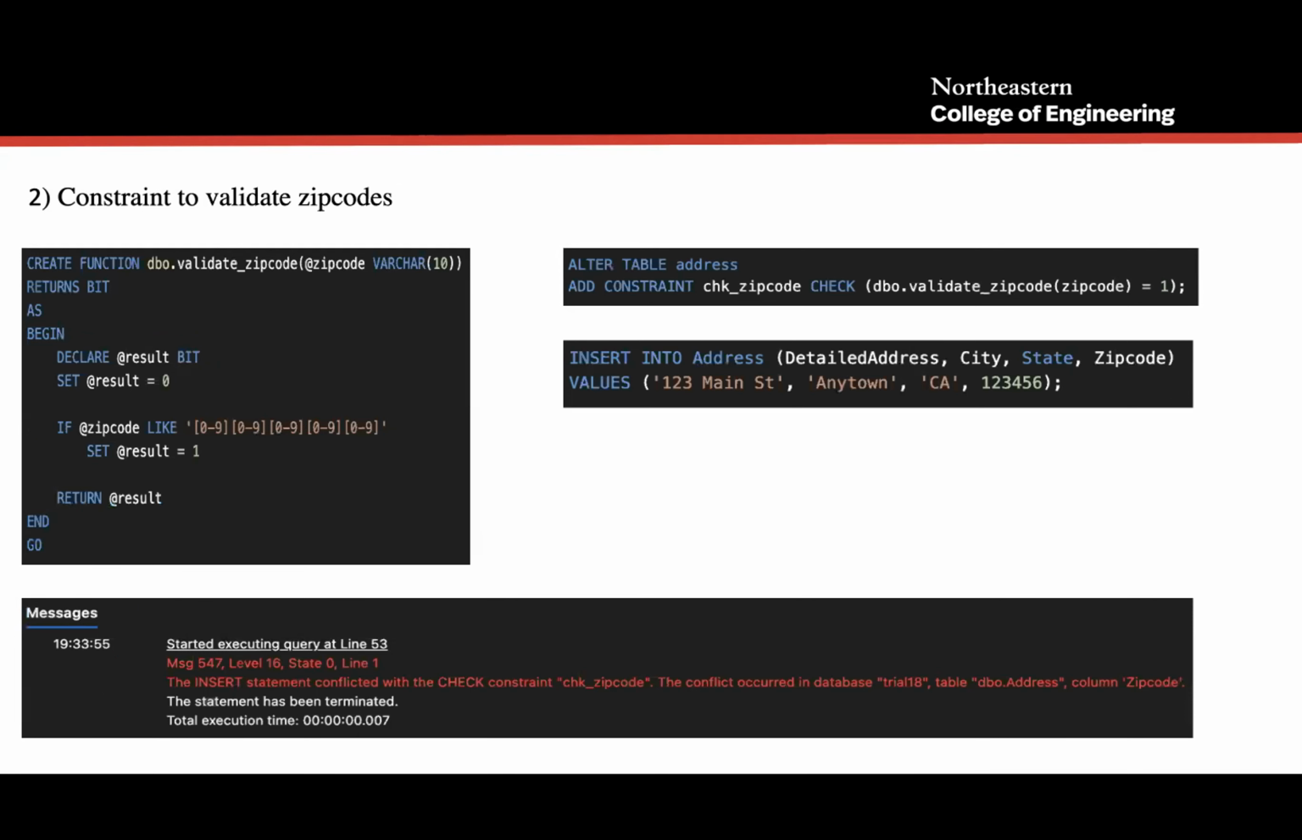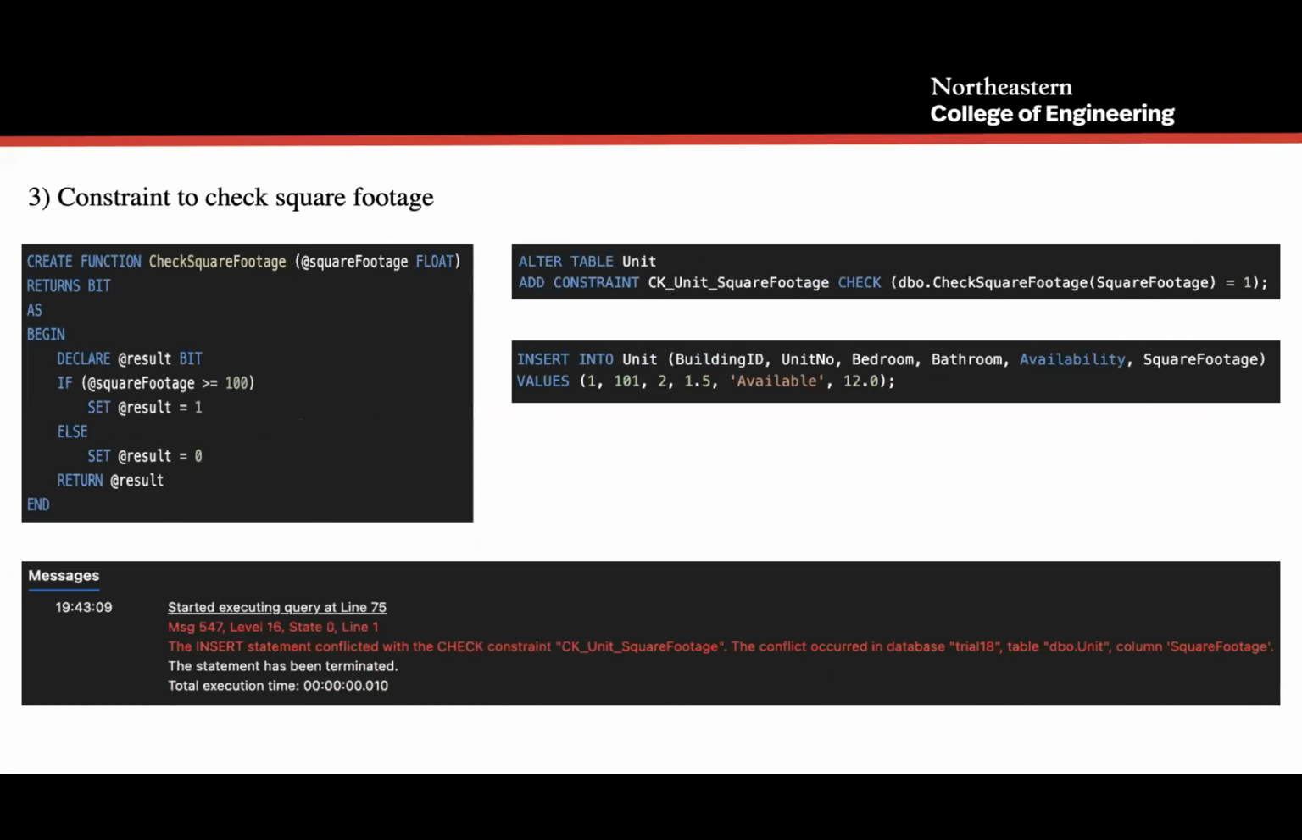Our second one is to validate zip codes. This function checks if it has only 5 digits or not. If not, it raises a conflict. We altered the address table here. Next slide, please. Similarly, this constraint is used to check square footage. We have a business rule that the minimum square footage is 100, so we have implemented this. If the value is below 100, we can see a conflict like this on the screen.